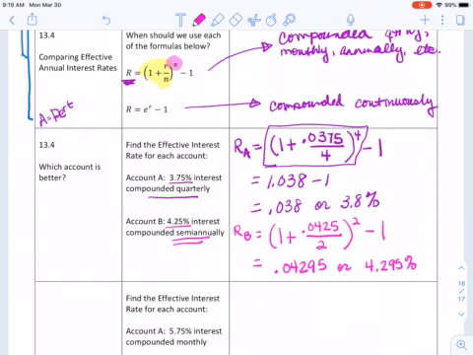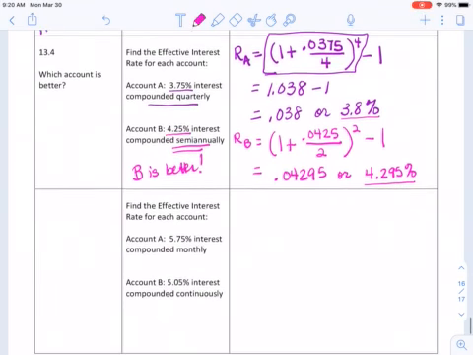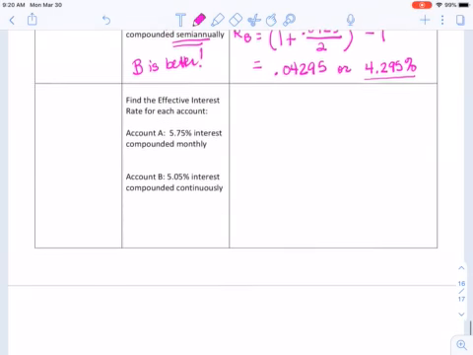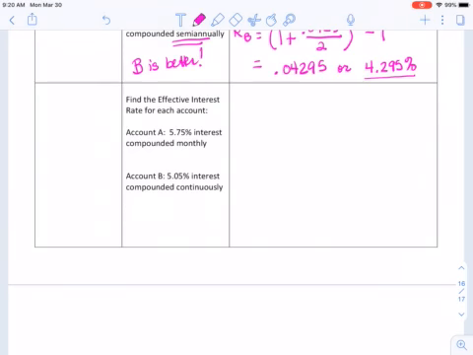or 4.295%. So even though the first one is being compounded more times per year, the interest rate is lower, and so that's not enough to make up for it. So I can either get 3.8% on my money or 4.295% on my money. So B is the better option in this situation. Okay, so let's have you guys try this one. Pause the video for a second.